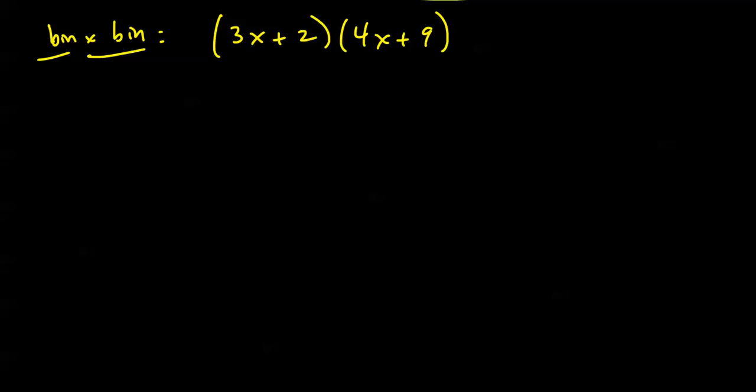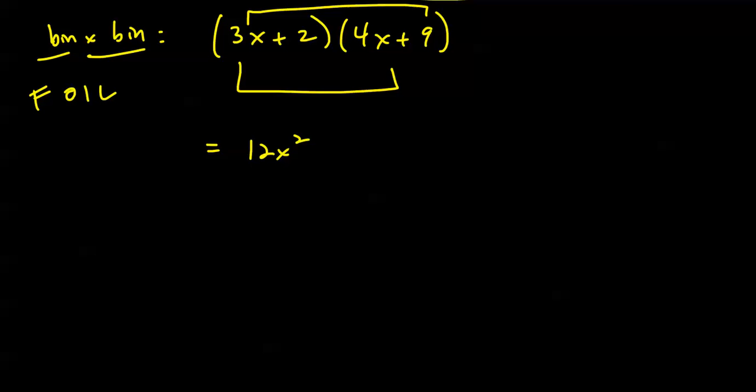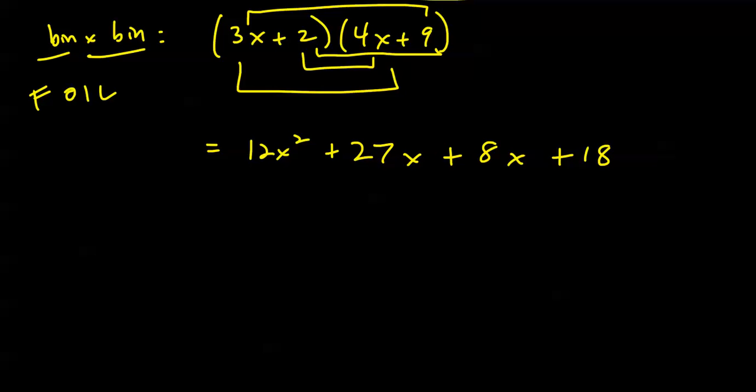Alright, here I've got a binomial of degree 1 times another binomial of degree 1, and of course we'll recognize this as a FOIL situation. First, outers, inners, last, and add those four terms together. The first product will give me a 12x squared. The outer product gives me a 27x. The inner product gives me plus 8x, and the last product is plus 18.